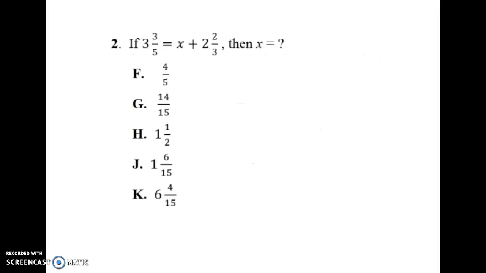Question number 2, if 3 3/5 equals x plus 2 2/3, then x equals what? So you're solving for x. So to get x by itself, to isolate x, you're going to subtract 2 2/3 to the other side of the equation. So essentially, you've got 3 3/5 minus 2 2/3.